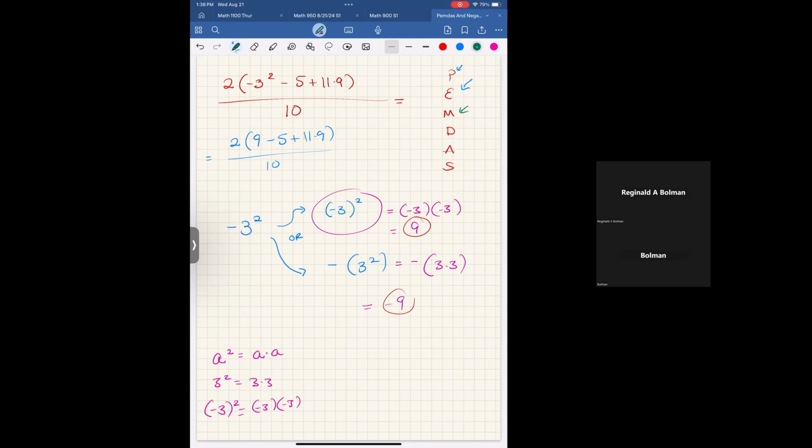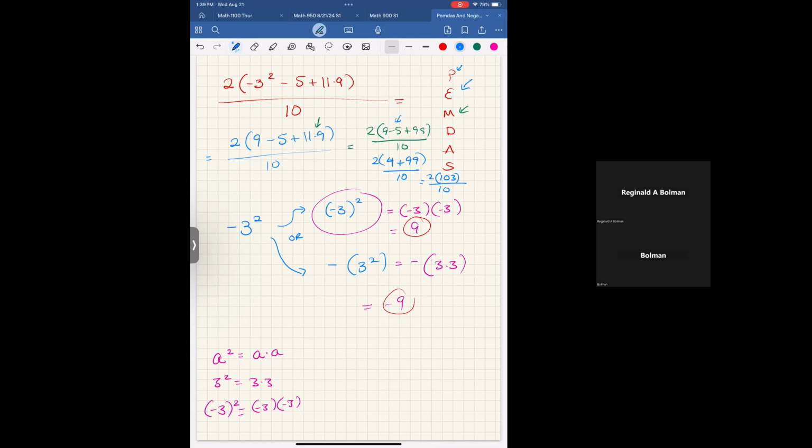Moving on down the list, we now encounter multiplication, and we do have a multiplication operation inside of the parentheses. We've got 11 times 9. 11 times 9 gives us 99. Now we have addition and subtraction. Starting with this subtraction, 9 minus 5 gives you 4 plus 99. 4 plus 99 gives you 103. So we have 2 times 103 all over 10.